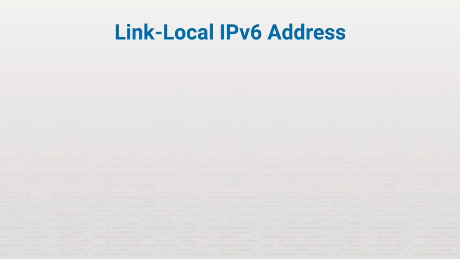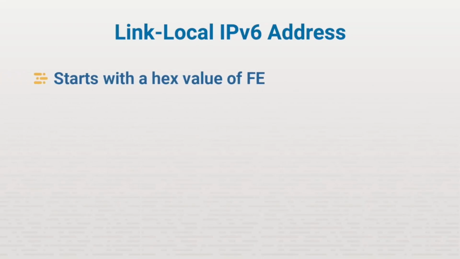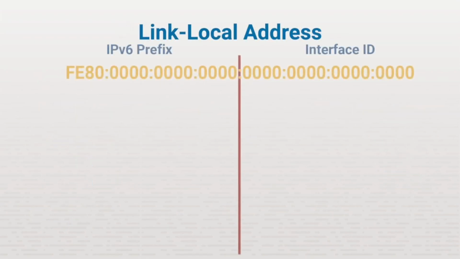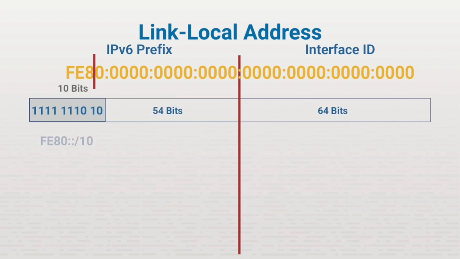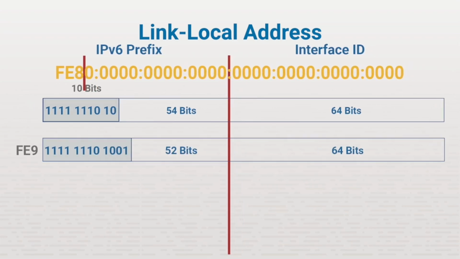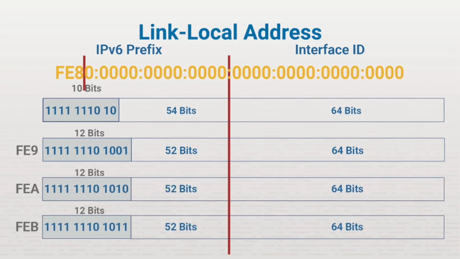Link local addresses always have to start with a hex value of FE. Also, the 10th bit from left to right always has to be a 0. This means that link local addresses can start with FE8, FE9, FEA, or FEB. For example, a link local IPv6 address using FE8 would look like this and be annotated as FE80/10. When a link local address uses FE9, the first 12 bits are used as shown here. But notice that the 10th bit is still a 0. FEA and FEB are very similar, with the 10th bit still being 0.